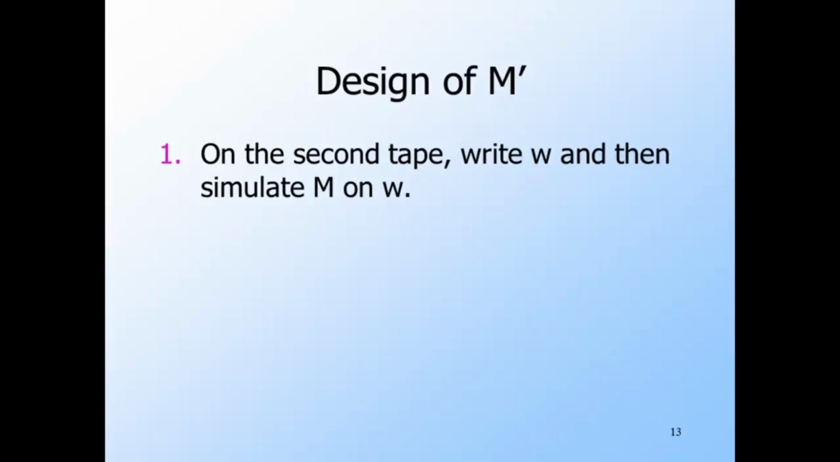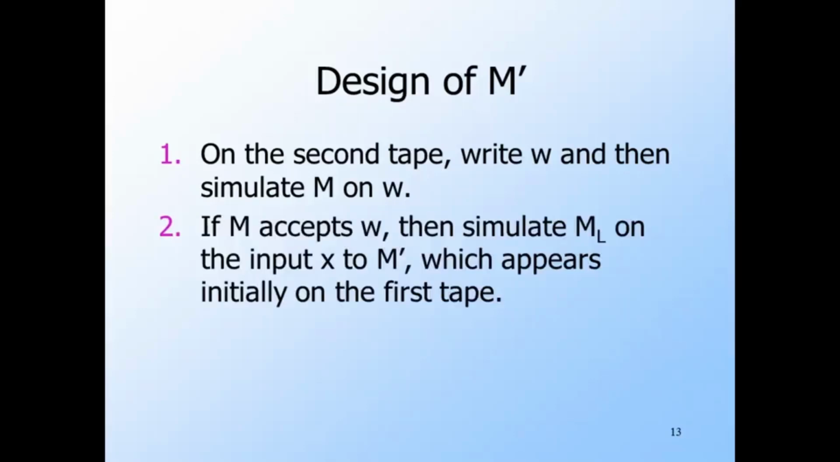Then M prime moves the tape head for tape 2 to the left end, goes to the start state of M, and simulates M on input W. Again, M prime can do that because the transducer sees both M and W and makes the transition function of M part of the transition function of M prime. Suppose during the simulation of M on W, M enters an accepting state. Then M prime goes to the start state of M sub L and simulates M sub L on the input X to M prime, which has been just sitting there on tape 1 being ignored so far.